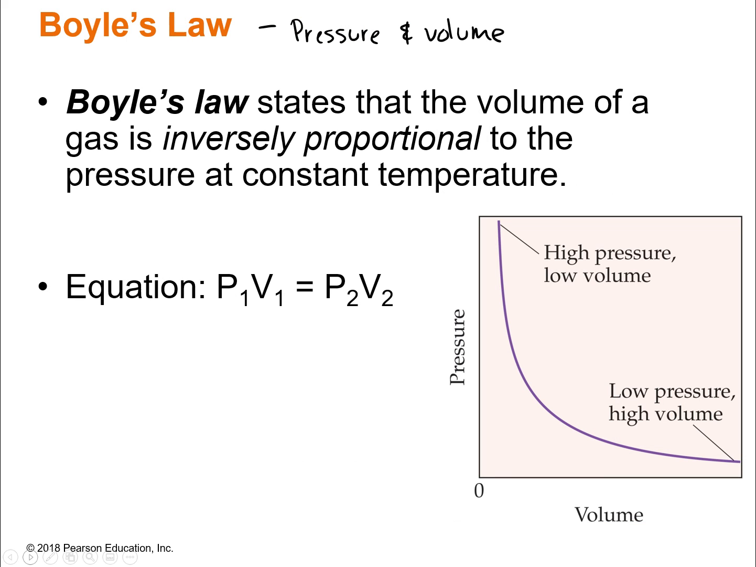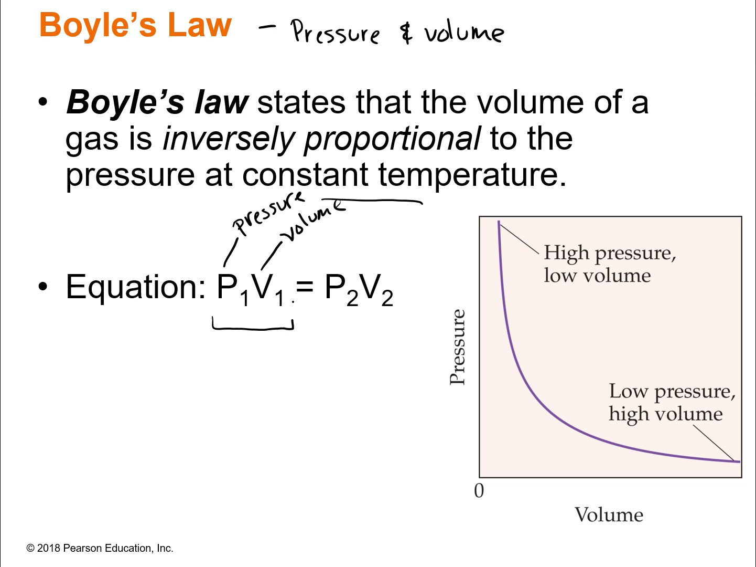So Boyle's law states that the volume of a gas is inversely proportional to the pressure at constant temperature. So constant temperature is the key here, okay? And we already talked about this relationship between pressure and volume. Robert Boyle is the one who discovered this relationship. The equation is P1V1 equals P2V2. P is pressure, V is volume.